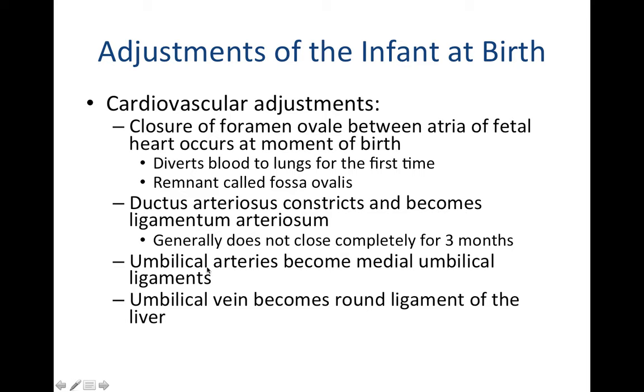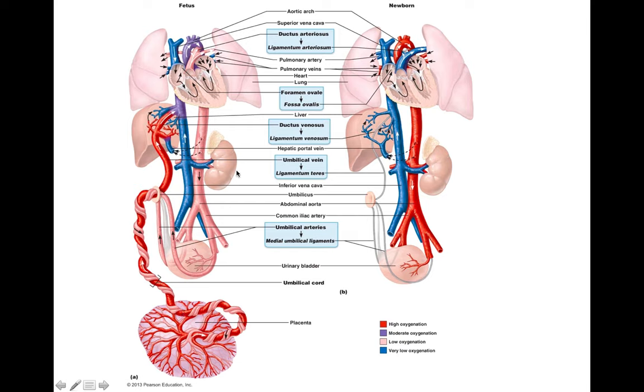And then you have changes in the umbilical arteries. Those become the medial umbilical ligaments, and then the umbilical vein becomes the round ligament of the liver. So here's a picture of all that.